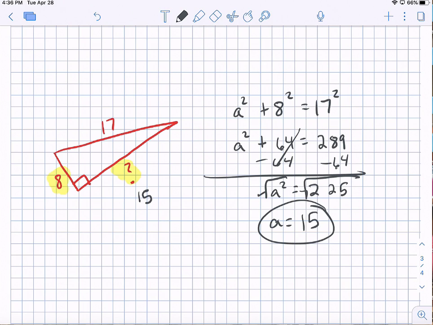So make sure you write these down, and we'll have an assignment over this tomorrow. Tomorrow would be Thursday. So we'll have an assignment on Thursday of finding the missing side using the Pythagorean theorem.